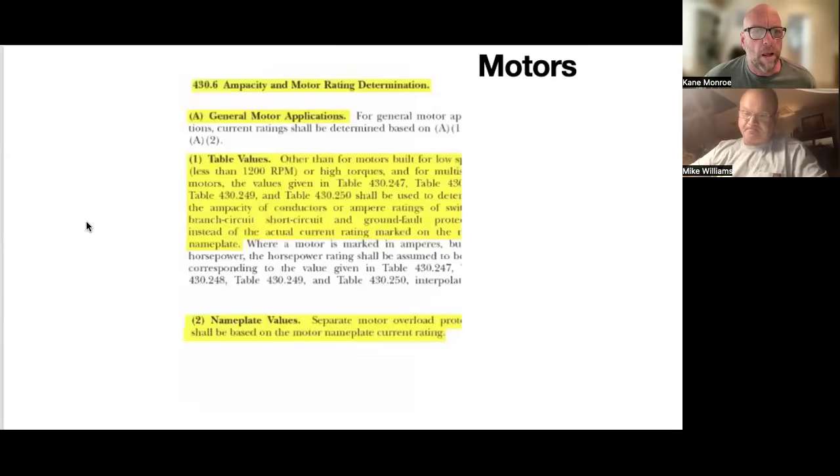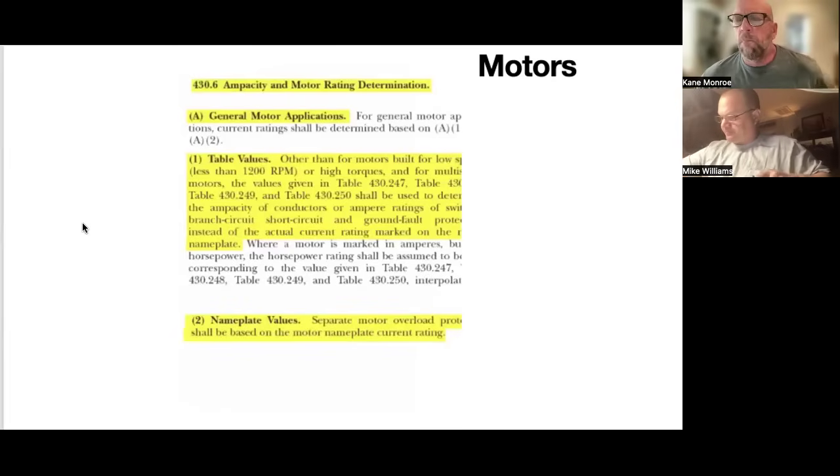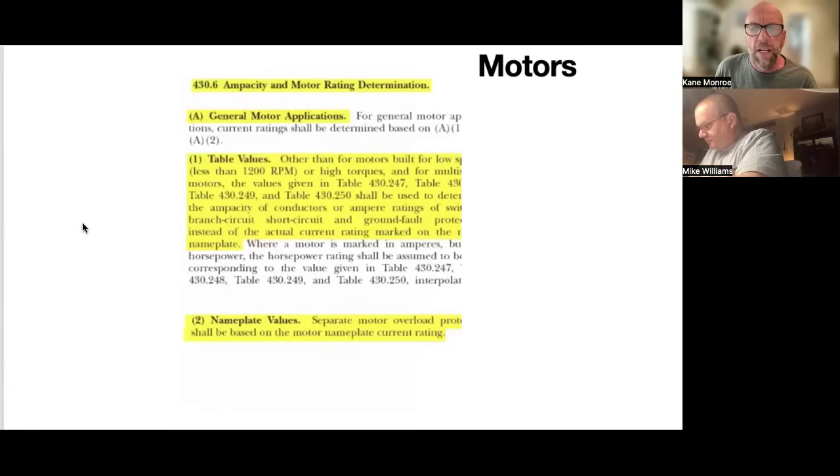Well, let's start in 430 real quick. Right there, table of values. And those are the values in the back, the 430, 247, 248, 249, 250. That's all the FLC stuff in the back. Do you have those tables tabbed? They're the tables in the very back, the 430, 250, 249, 248. It's your 3-phase motors, your single-phase motors, your DC motors, all that stuff.